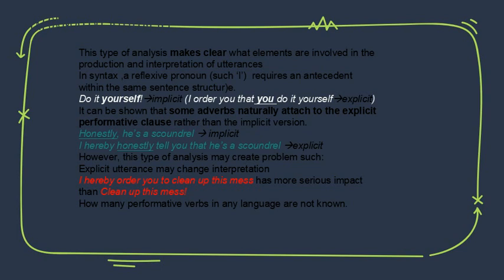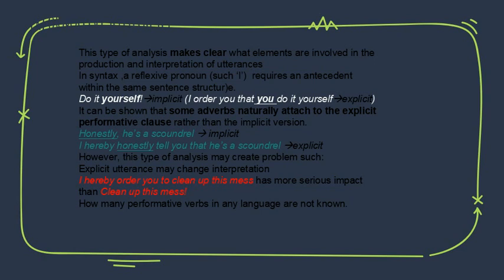The advantage of this type of analysis is that it makes clear just what elements are involved in the production and interpretation of an utterance. Like in syntax, a reflexive pronoun such as "myself" requires the occurrence of an antecedent, in this case "I," within the same structure. For example, when you say to someone, "Do it yourself," the reflexive in the word "yourself" is made possible by the antecedent "you" in the explicit version.